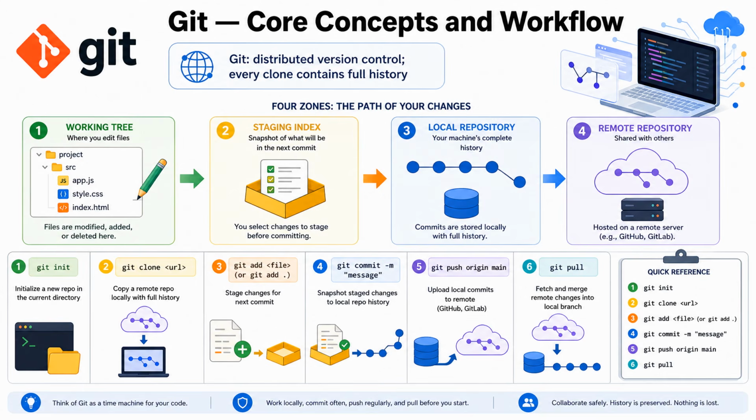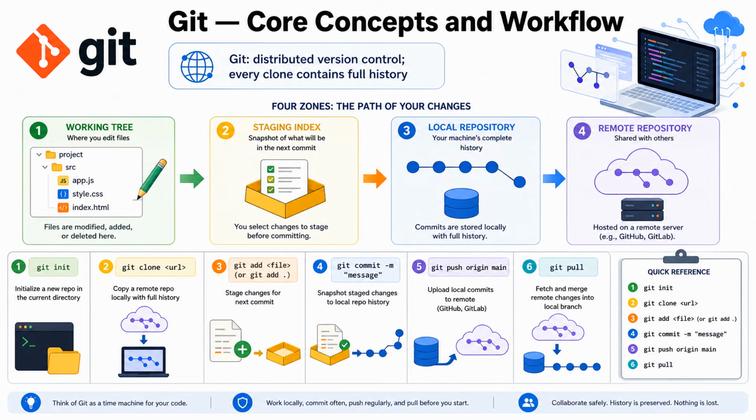Git is a distributed version control system, which means every copy, every clone of a repository contains the complete history of every commit ever made, not just the latest snapshot. There's no single point of failure. If the central server goes down, every developer with a clone has the full history.